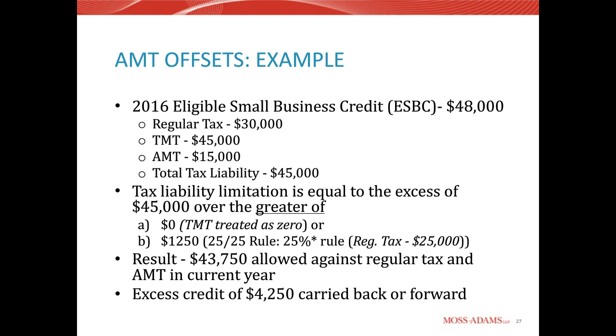And really what this is to show, this kind of gets into the minutia a little bit, but what it's to show is you can't really use the credit generally to bring your tax liability down to 0, but you can get pretty close to doing that. So in this case, the credit allowed is $43,750. So with the tax liability of $45,000, they're able to reduce that tax by the $43,750. So a very big impact. And then the excess amount is carried back or forward depending on the opportunity there.